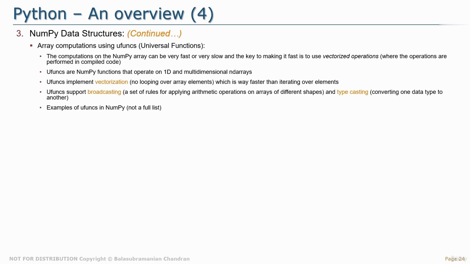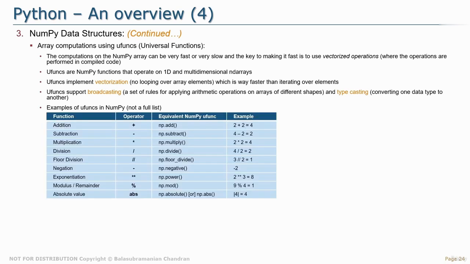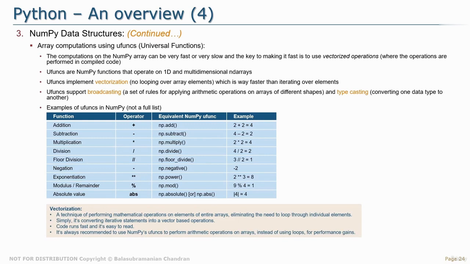Ufuncs support broadcasting, a set of rules for applying arithmetic operations on arrays of different shapes, and typecasting, converting one data type to another. Examples of ufuncs in NumPy: addition, subtraction, multiplication, division, float division, negation, exponentiation, modulus or remainder, and absolute value. What is vectorization?